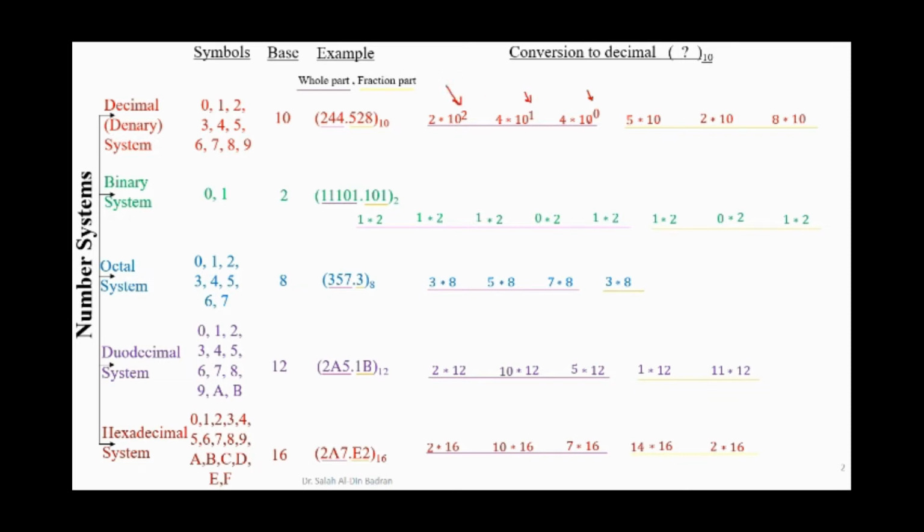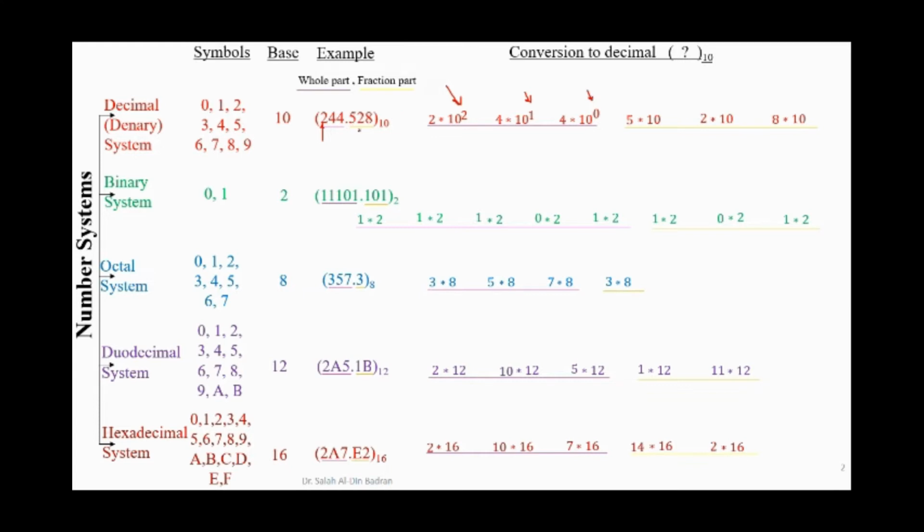You see, we increase the power: 0, 1, 2. We stop here because the last number on the left side is 2. This is why we stopped here. You start with 0, and in our example, we start with this power 2.